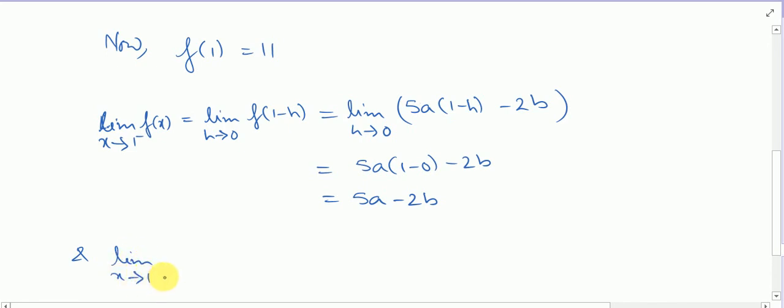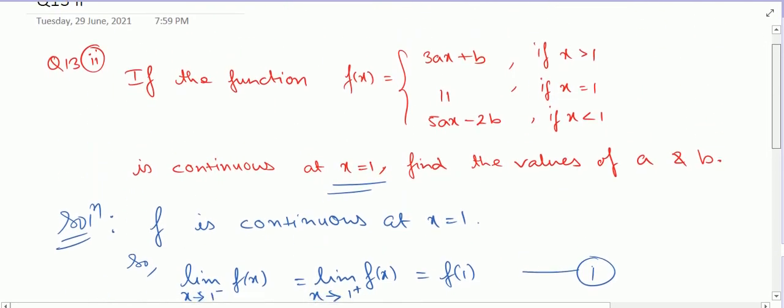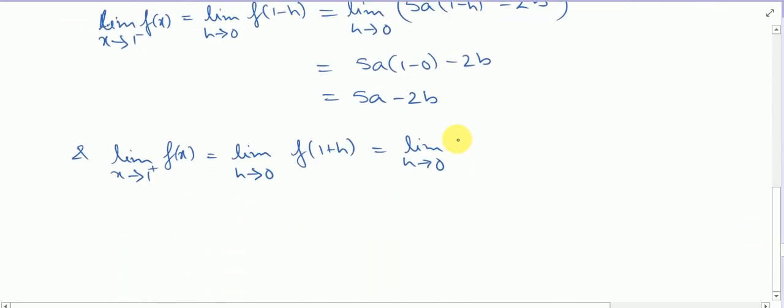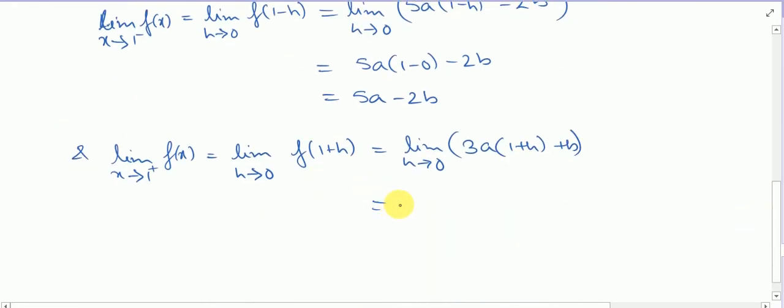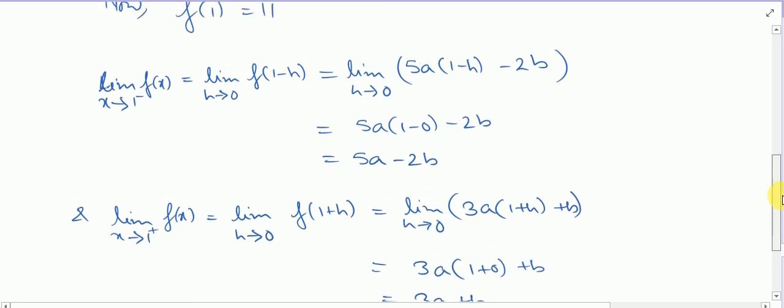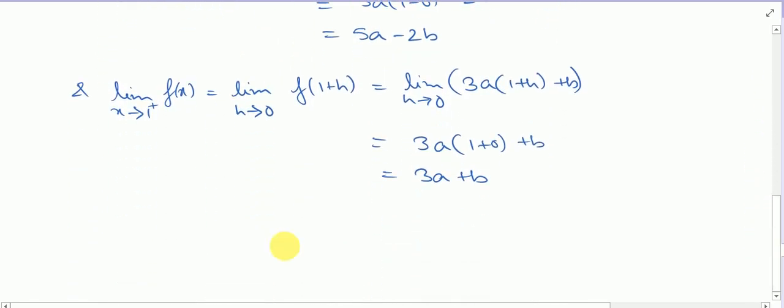Now the right hand limit, x tends to 1 from the right hand side: limit h tends to 0 f of 1 plus h is equal to limit h tends to 0. Now for x greater than 1 we get 3ax plus b, so 3a into 1 plus h plus b. Now here you see that if you put h equal to 0 you are getting a definite value, so we'll get 3a into 1 plus 0 plus b, so 3a plus b. Done. So you got left hand limit, right hand limit, and you have the functional value also.